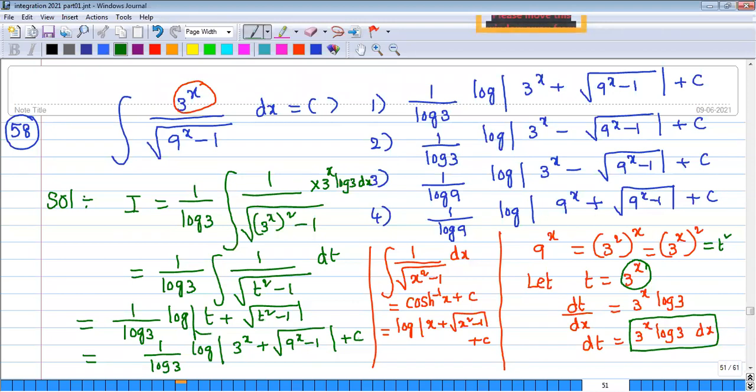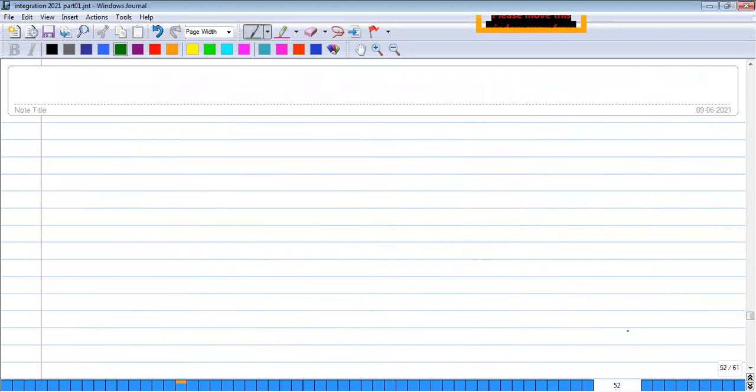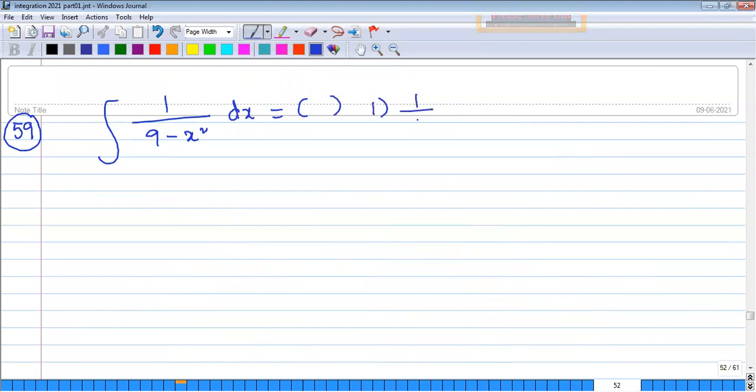Question 59: integral 1 upon 9 minus x square dx. First option, 1 upon 6 log of mod 3 minus x upon 3 plus x plus c.